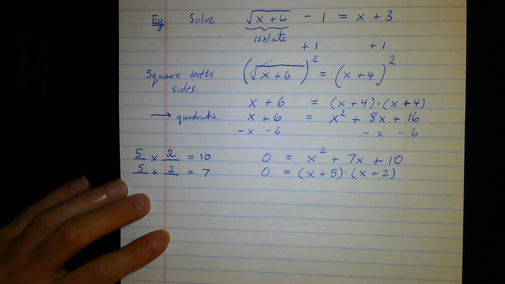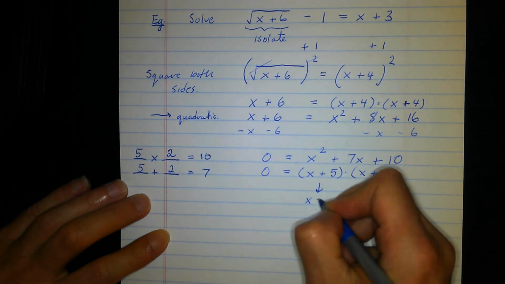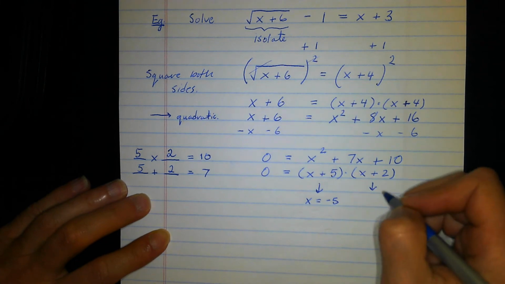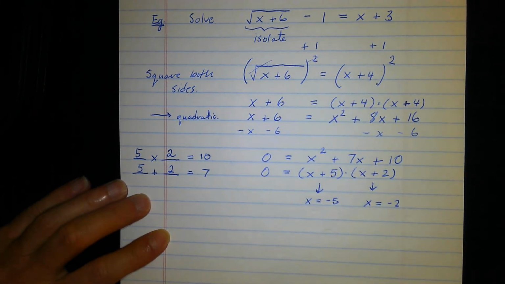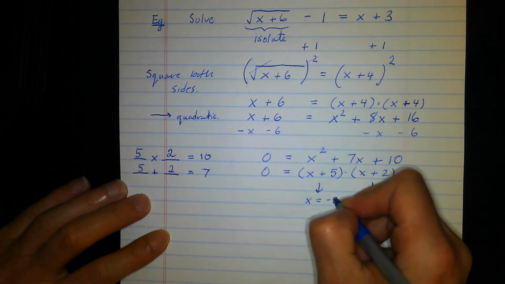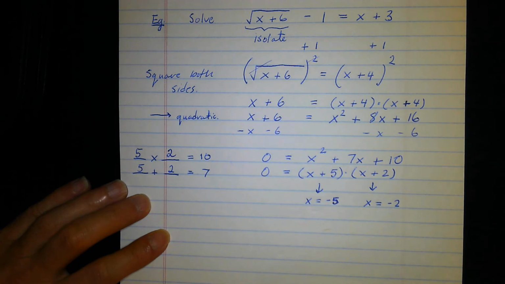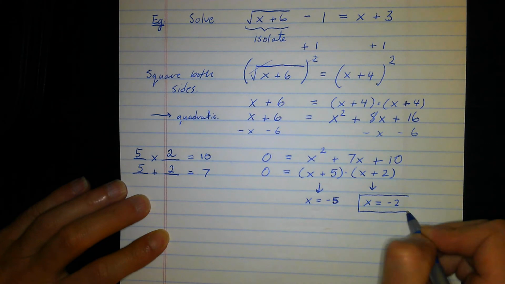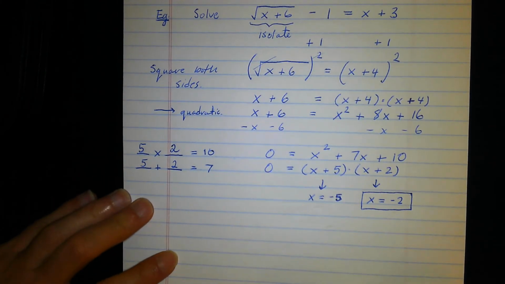Okay, and then applying the zero product property, we need to set this factor to 0, which gives us x equals minus 5. And we need to set this factor to 0, which gives us x equals minus 2. Okay, now we're not quite done yet. We should check for extraneous roots. Okay, so I'm going to check x equals minus 2 first. I'm just going to substitute it back into the original equation.